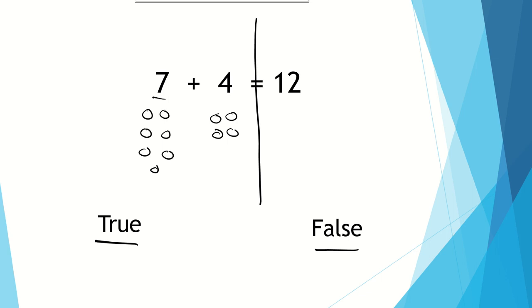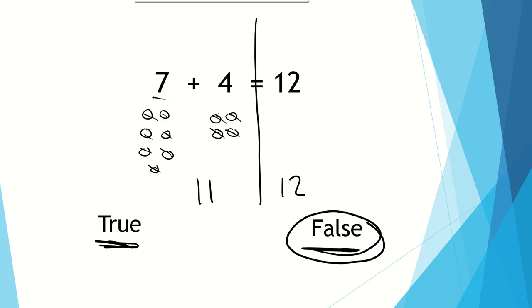Now we know that this side has to equal 12, just like that side. So let's count it up. So we have 1, 2, 3, 4, 5, 6, 7, 8, 9, 10, 11. So if I have 11 on this side, and I have 12 on this side, is that a true statement that's proven? Or is that false, which means that it does not equal the other side? And in this case, we have a false answer right there, because 11 does not equal 12.